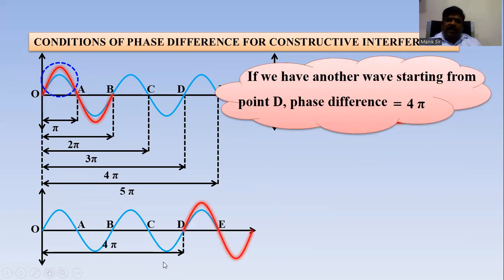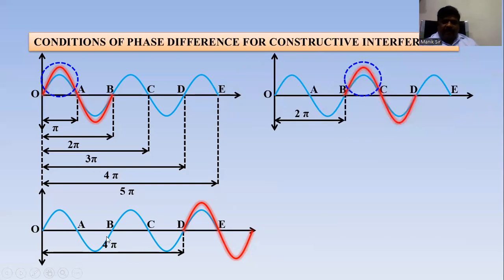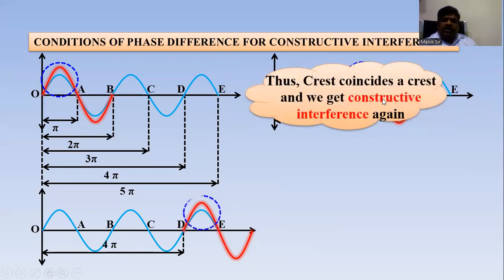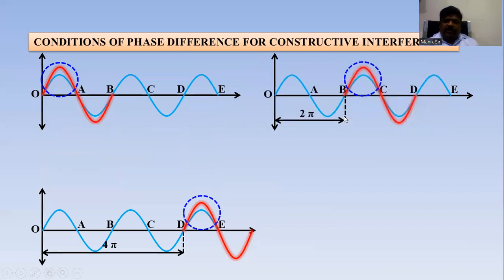Now in the third diagram, the second wave starts from the point D. But what we observe is that the phase difference, that is angular difference, is about what? 4 pi. Here is also constructive interference because crest coincides with the crest.